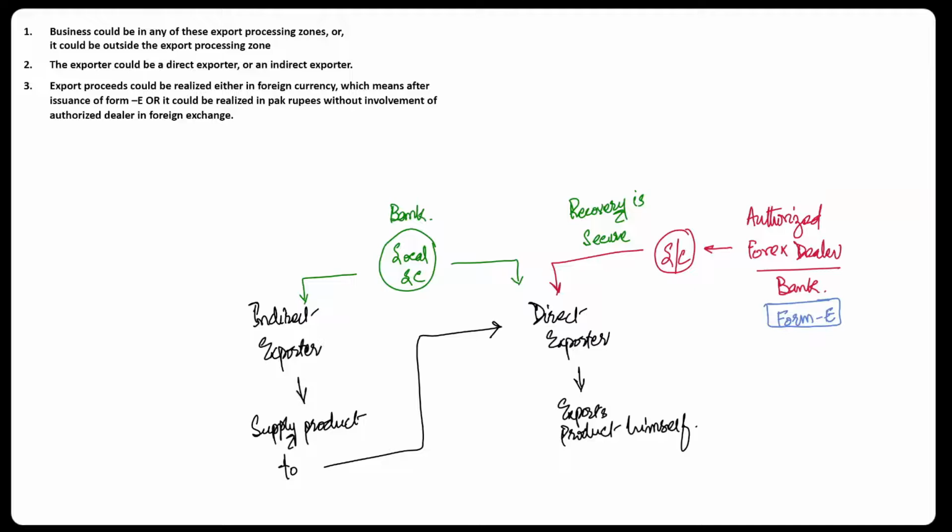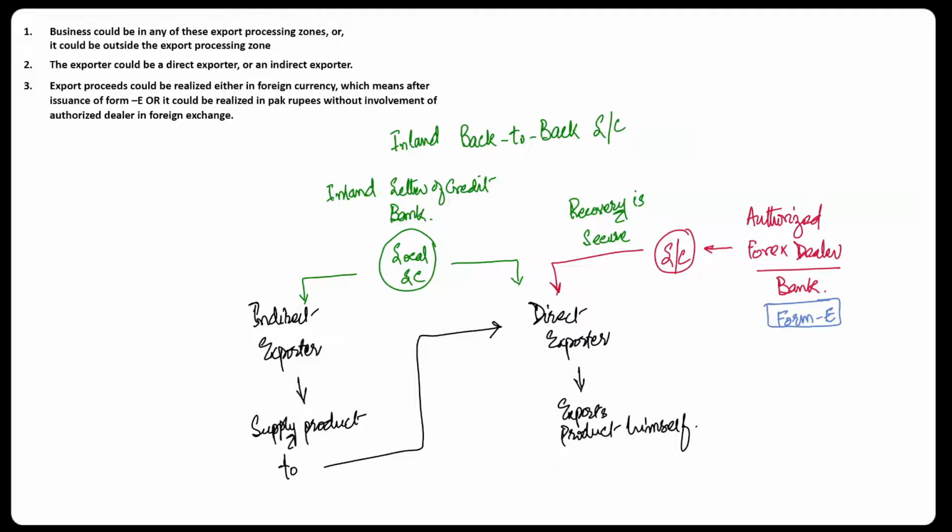This LC is called Inland Letter of Credit. The proceeds of direct exporter were secured by an LC. On basis of this LC, the direct exporter and indirect exporter can open an inland letter of credit. Since this inland LC has been opened on basis of export LC, hence it is called Inland Back-to-Back Letter of Credit. Payment to indirect exporter can be made through this inland back-to-back letter of credit. In this way, indirect exporter will also have a peace of mind that his payment is secure.